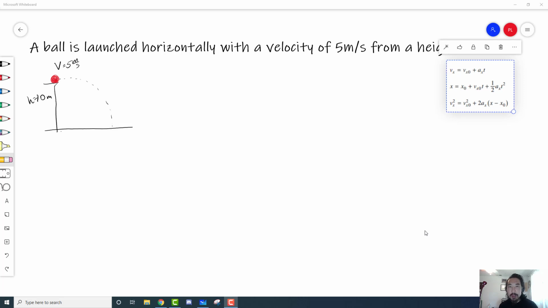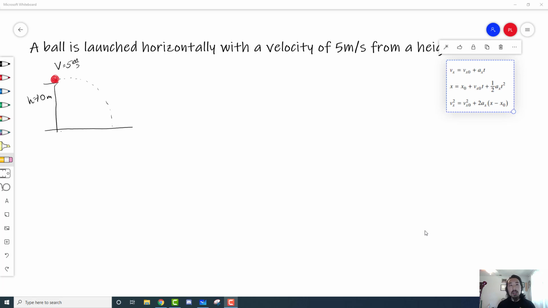In this video, we're going to do a deep dive on horizontally launched objects. Now, what this means is we are trying to find out all the information that we can from an object that is launched horizontally. We're not necessarily trying to find a specific answer, but we are just trying to unravel all the physics that goes behind horizontally launched objects.